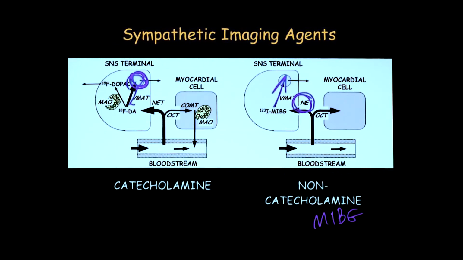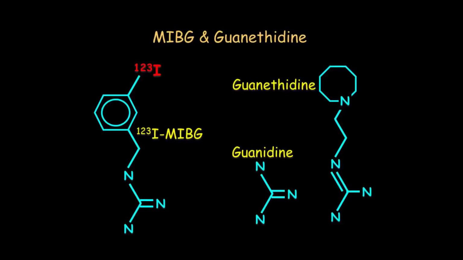MIBG gets taken up into the vesicles. The catecholamine, like fluorodopamine, can be metabolized and the radioactivity comes out. From a scientific point of view, this is really important. From a clinical point of view, it doesn't really make a hell of a lot of difference. If you don't have sympathetic nerves in the heart, then you're not going to have this norepinephrine transporter, and you're not going to see the radioactivity from either type of imaging agent.